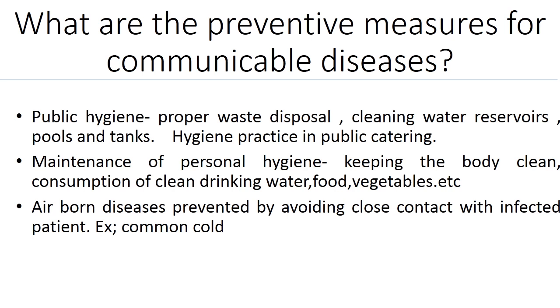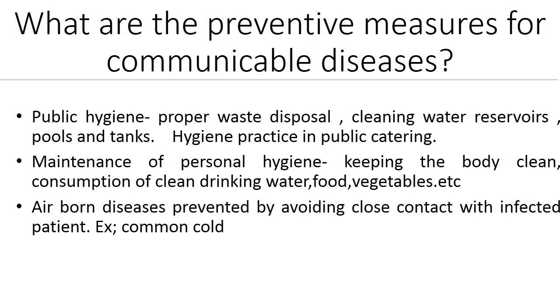And one more, periodic cleaning and disinfection of water resources like pools and tanks, which are periodically cleaned using a disinfectant like chlorine. So chlorine is used for cleaning some of the water resources. Then one more thing is public catering, where very importantly care should be taken. That means when we are eating food outside, proper hygiene should be followed, or else it will lead to disorders like typhoid and amoebiasis. So these are a few measures to be concentrated on in case of public hygiene.